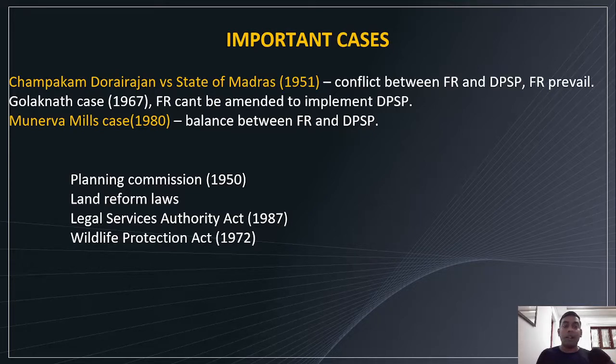Then in the Minerva Mills case, one of the most important cases, which was argued by the great Nani Palkhivala, in 1980, the Supreme Court held that there must be a balance between fundamental rights and DPSP. These two are correlated. And from these three cases, what we can understand is fundamental rights enjoy supremacy over DPSP.